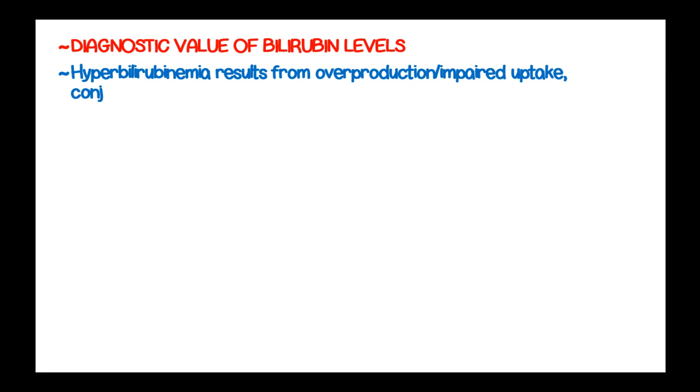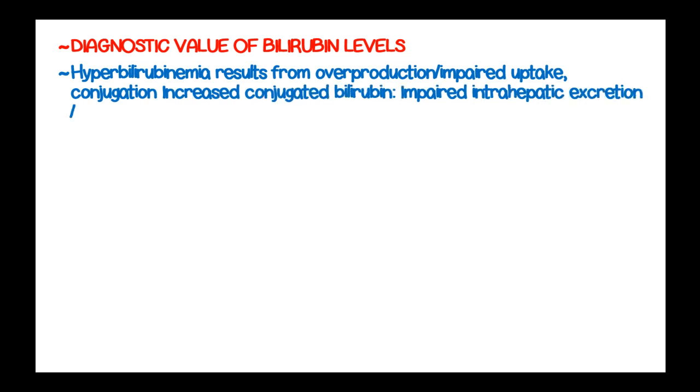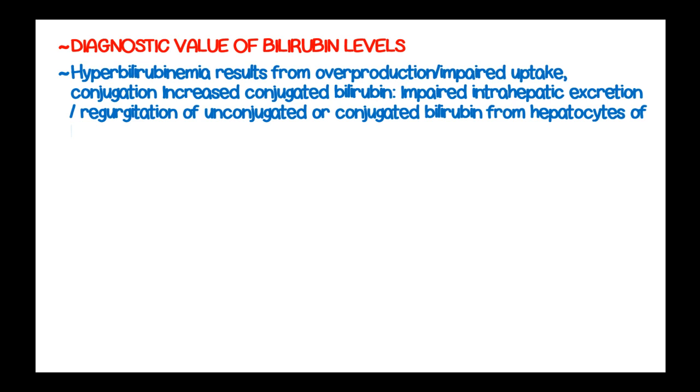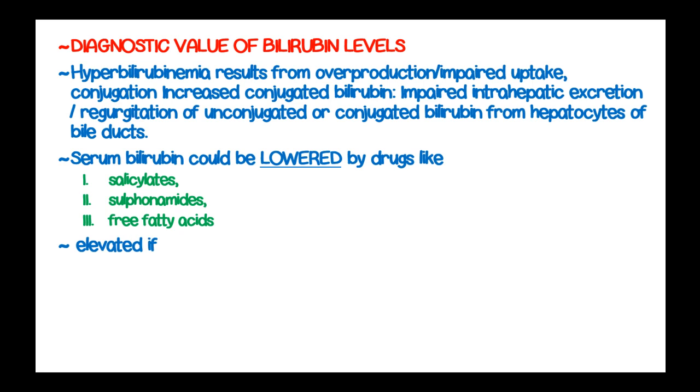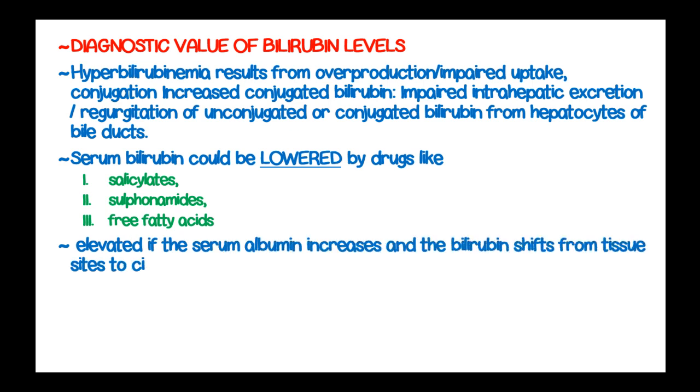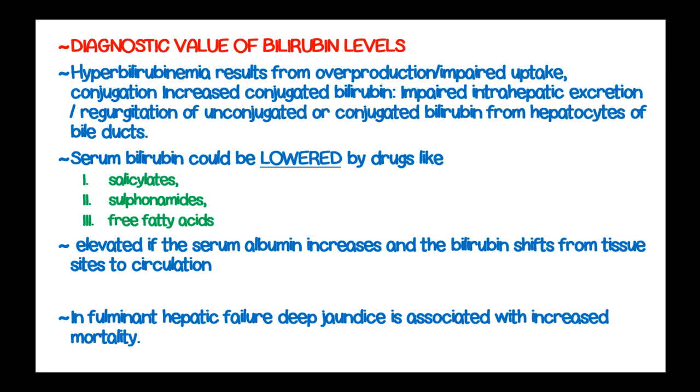Hyperbilirubinemia will result from overproduction, impaired uptake, impaired conjugation, increased conjugated bilirubin, impaired intrahepatic excretion, or regurgitation of unconjugated or conjugated bilirubin from the hepatocytes or the bile ducts. Serum bilirubin could be lowered by drugs such as salicylates, sulfonamides, and free fatty acids, and it can be elevated if serum albumin increases and the bilirubin therefore shifts from tissue sites to circulation. In fulminant hepatic failure, deep jaundice is associated with increased mortality, and this is the prognostic value of bilirubin levels.